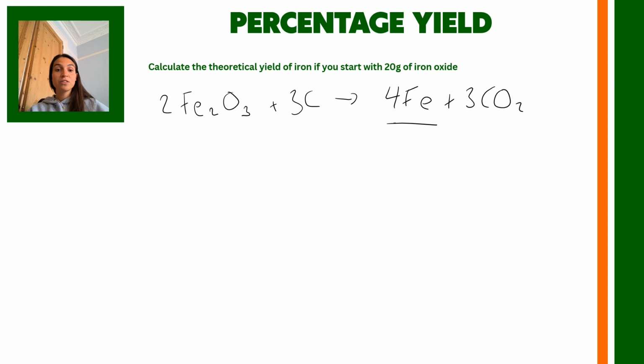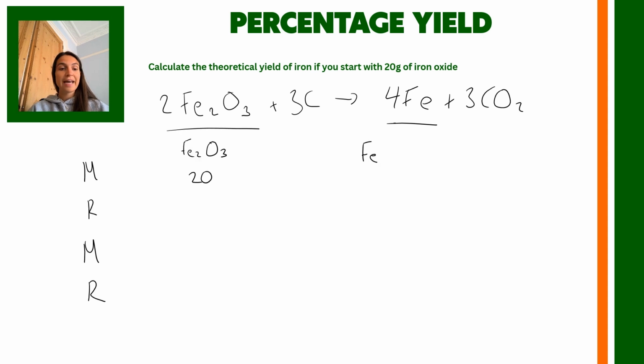Calculate the theoretical yield of iron if you start with 20 grams of iron oxide, and we are given this equation here. So let's set up our table. So we've got our mass, and then across the top I've got that formula for iron oxide, and I've got iron, and the piece of information that I've filled into my table so far is I'm told that my mass of this iron oxide is 20 grams, so I've put 20 there.